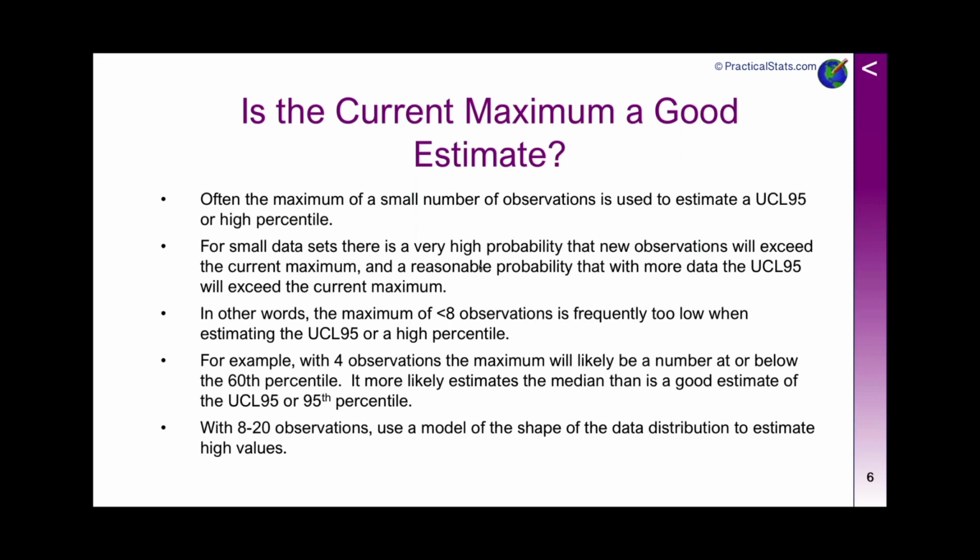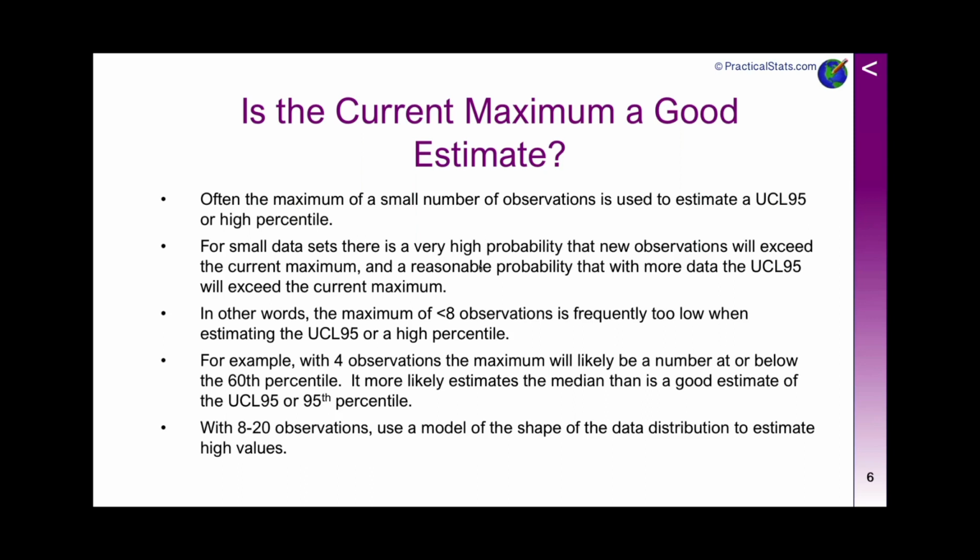Because with small data sets, there's a very high probability that new observations, if you collect a few more, will exceed the current maximum that you have. And so the maximum is not a good estimate of what an upper percentile would be, and it very well may not be a good estimate of what the UCL 95 would be. So when you have, let's say, less than 8 observations, the maximum of that is still pretty likely to be more towards the center of the data than towards the upper end. So for example, you could compute the probability, with 4 observations, of getting the maximum, and what does that represent in a distribution?